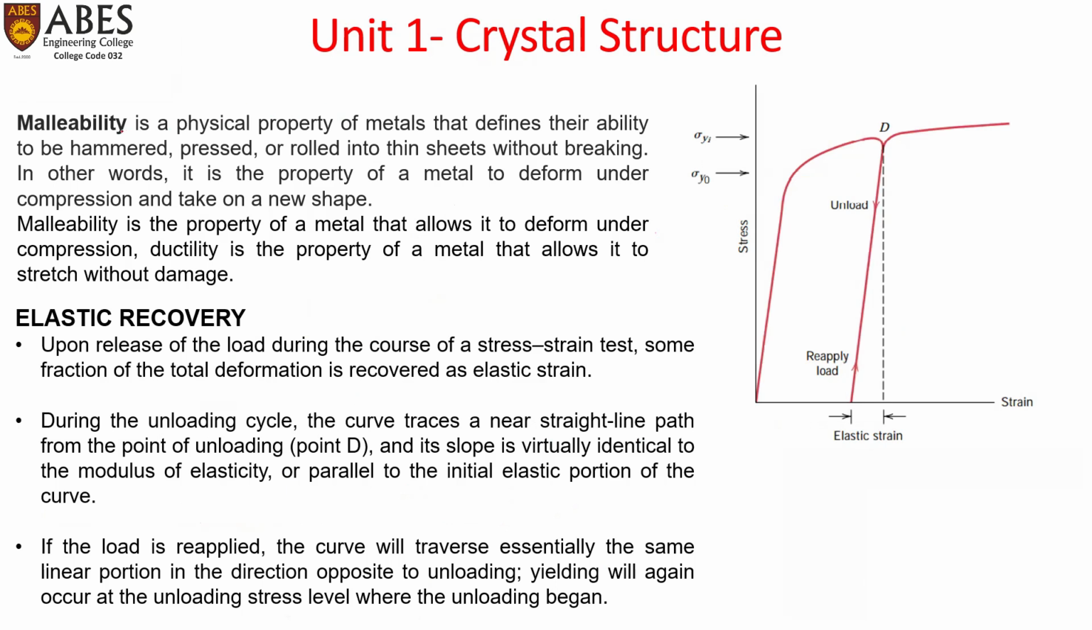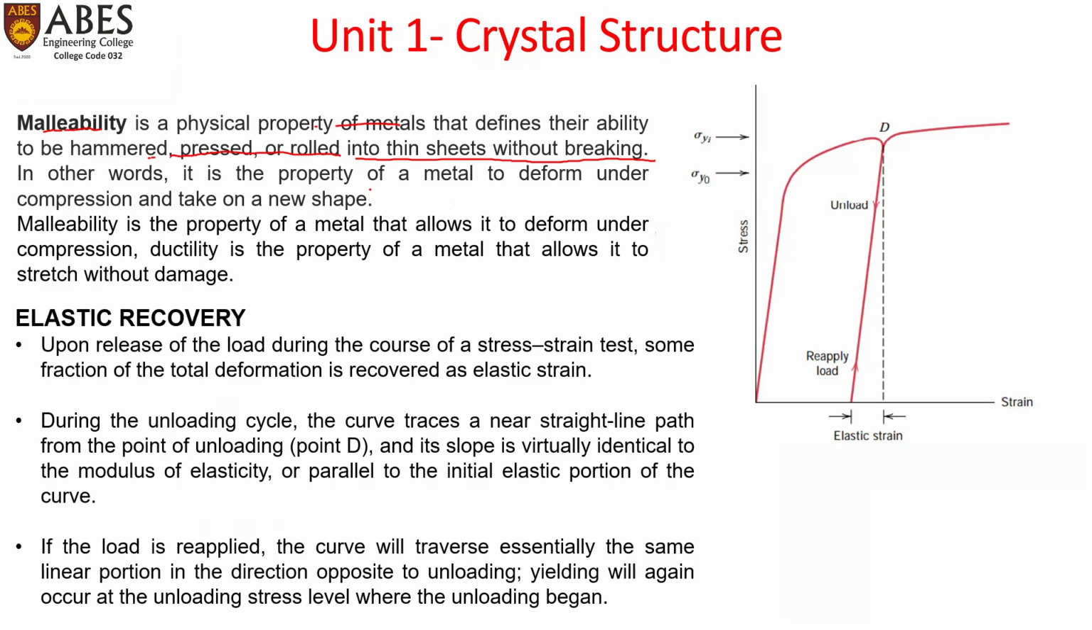Now, malleability is also a property of a material. It's a physical property of metals that defines their ability to be hammered, pressed, or rolled into thin sheets without breaking. How easily it can be made into thin sheets without breaking is called malleability.